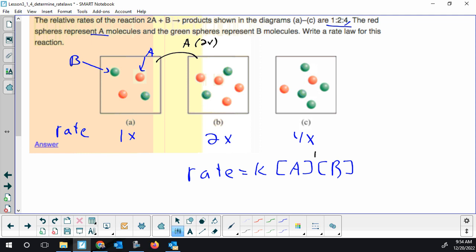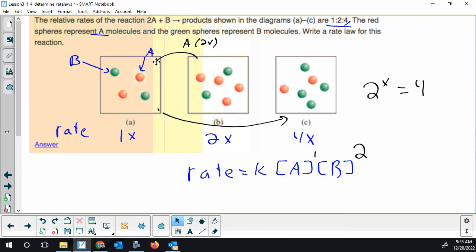Then if we compare A to C, here red is our controlled variable. And green is changing. Green doubles again. So our green is doubling, but the rate goes up 4 times from A to C. So that is second order kinetics. So this is third order overall, first for A, second for B.